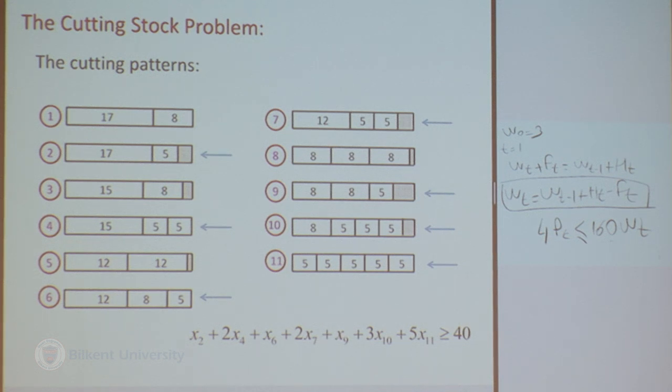Everything I see: x2, each pattern 2 gives me 1. Each pattern 4 gives me 2 5s. Each pattern 6 gives me 1. Pattern 7 gives me 2, 1 in here, 1 in there. Pattern 9 gives me 1. Pattern 10 gives me 1, 2, 3. And pattern 11 gives me 5. x1 through x11 say how many of each pattern I'm cutting. So this sum should be at least 40, so that I satisfy my demand for 5.